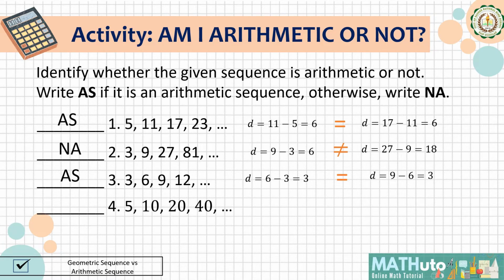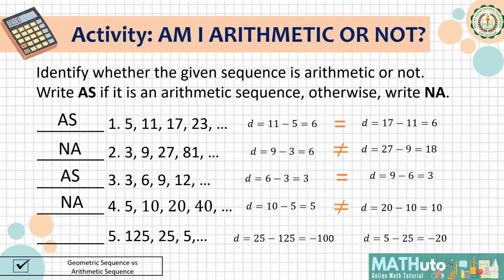Number 4. 5, 10, 20, 40. Subtract the second term to its first term. That is 5. And subtract the third term to its second term. 20 minus 10 is 10. Notice that the differences are not equal. Therefore, this is not an arithmetic sequence. Number 5, 125, 25, 5. Notice that when we subtract the two terms, 25 minus 125 is negative 100, and 5 minus 25 is negative 20. They are not equal, therefore, this is not an arithmetic sequence.